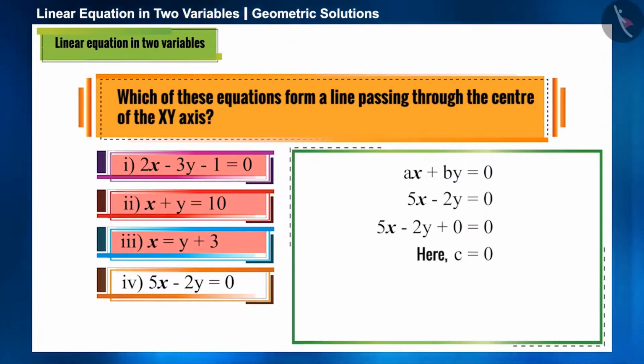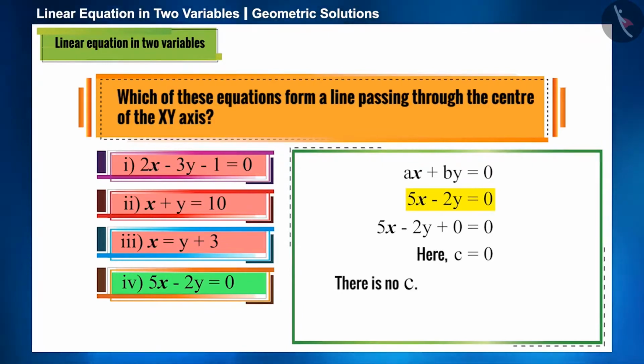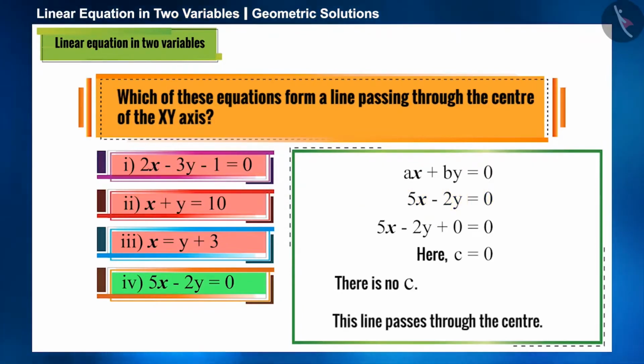Friends, among the given options, only in the fourth option, C is 0 or there is no C. Therefore, we can say that the line formed by the equation 5x minus 2y equal to 0 passes through the center of the xy axis.